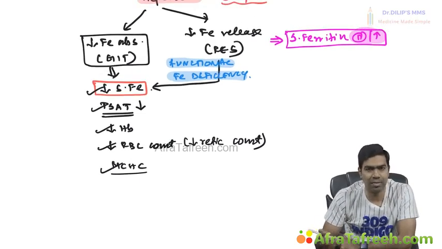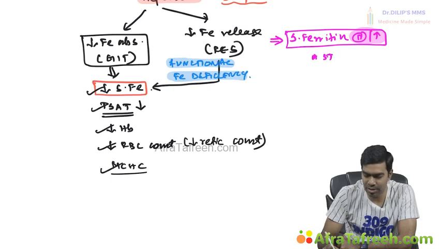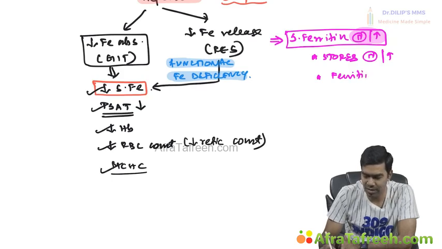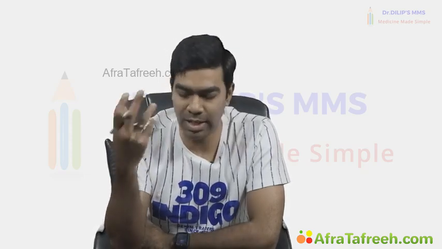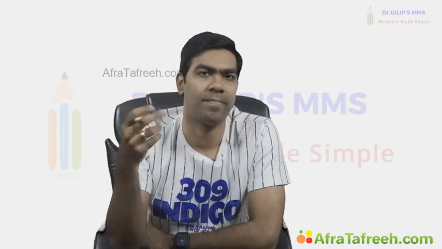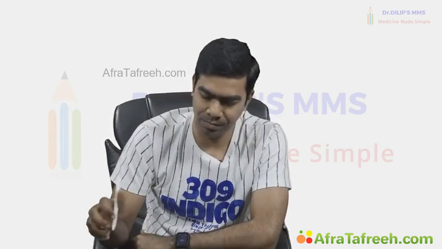The reason why serum ferritin is normal or increased is because in this condition iron stores generally tend to be normal or even increased. At the same time, ferritin itself is an acute phase reactant, a positive acute phase reactant. Because of that, ferritin levels may be increased in acute or chronic inflammation. That is the reason why your ferritin may be normal or even increased in this condition.